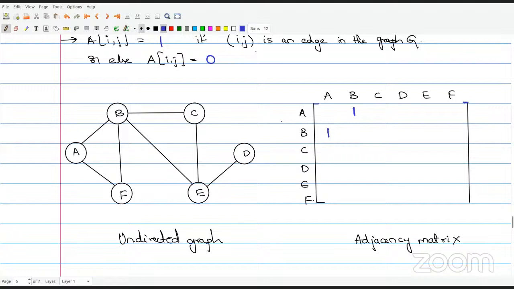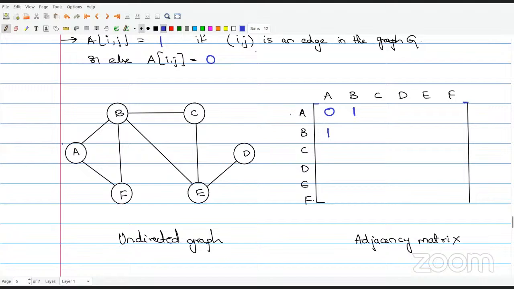Again, there are no loops. Loops means the same vertex having an edge to itself, connected like this. We are dealing with simple graphs here, so there are no self loops. From A to A there is no edge, so we'll give 0. If there is an edge, the entry value will be 1. If there is no edge, the entry value will be 0. Like this you have to fill.